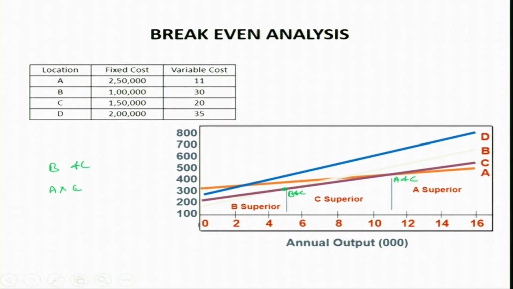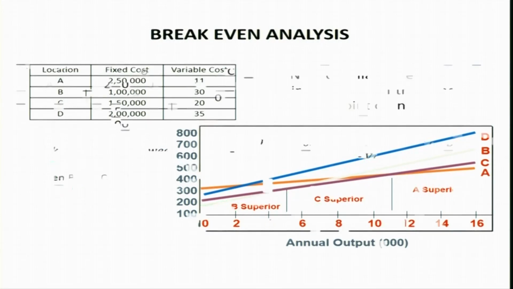Now, in the next step we will find out the value of this. What does this indicate? If we see this point, below this point, if the quantity is lesser than this, B is superior, if the quantity is more than that, C is superior, and if the quantity further exceeds, we find A is superior, because the total cost of A is lower. In this zone, the total cost of C is lower. In this zone, the total cost of B is lower. So, this is how this second step is, we will calculate the point of indifference or the break even point.